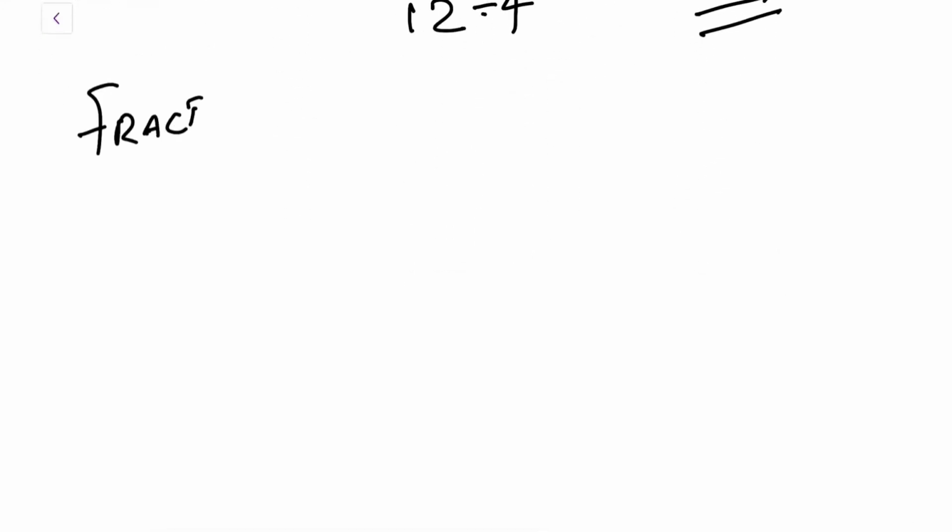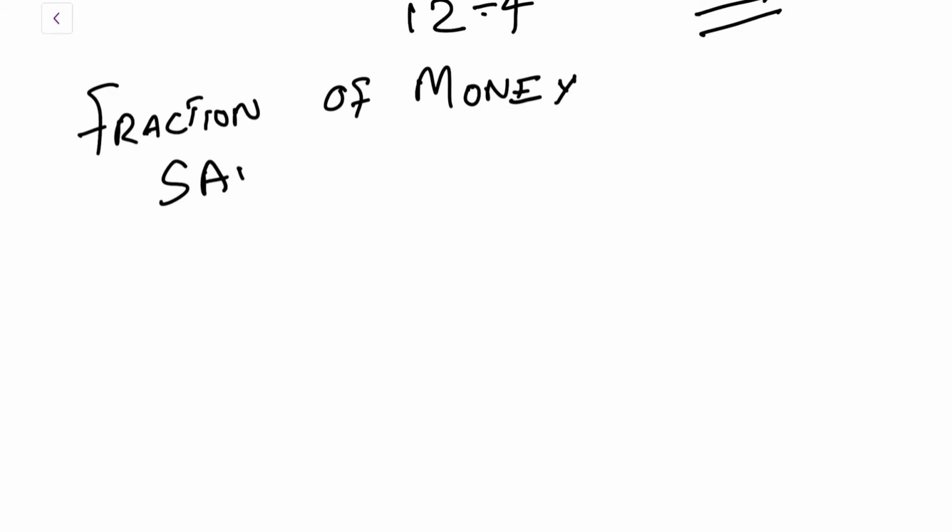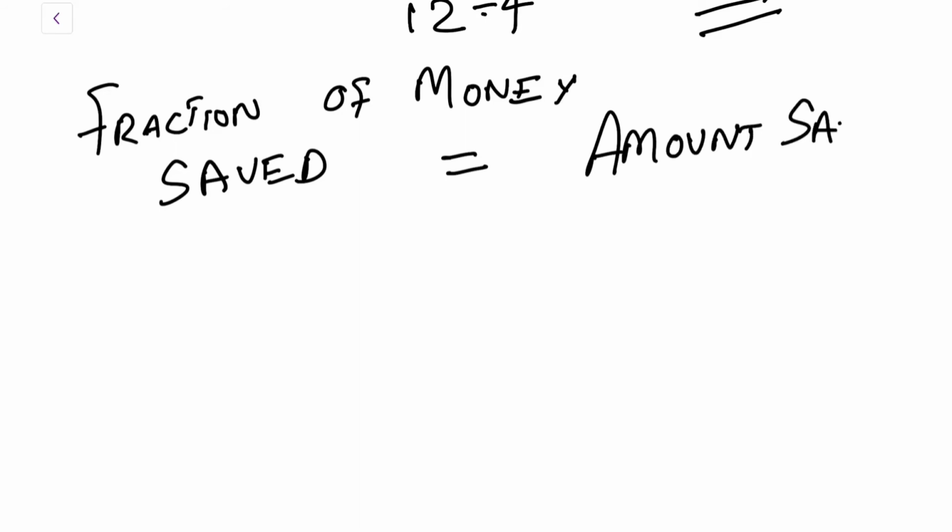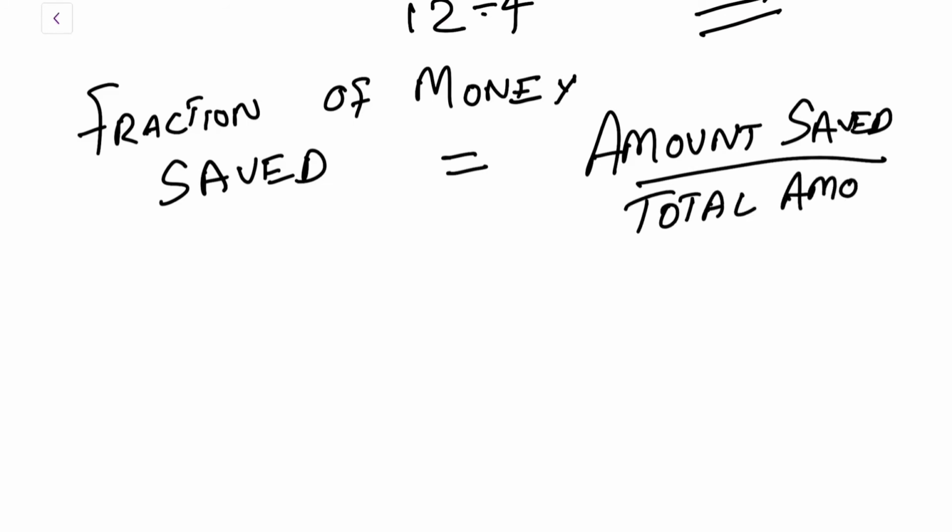Fraction of money saved. Can you tell me how do we do this? What comes as a numerator? That's right, amount saved. And what is in the denominator? The total amount. Excellent.